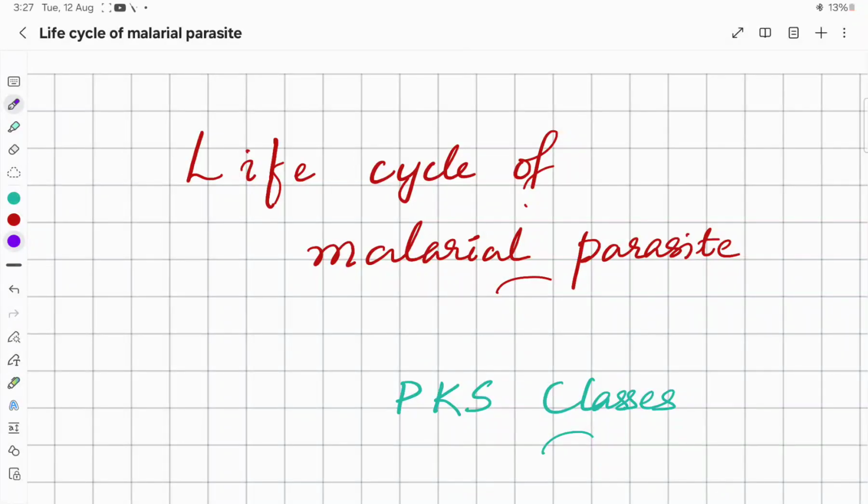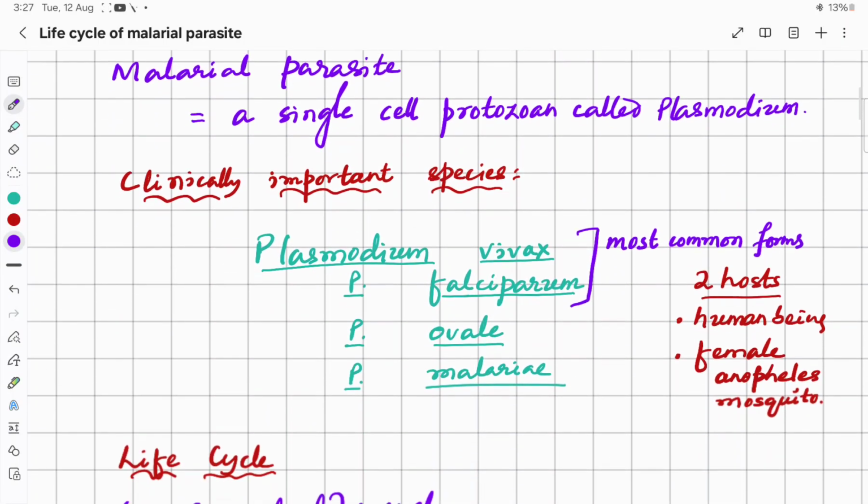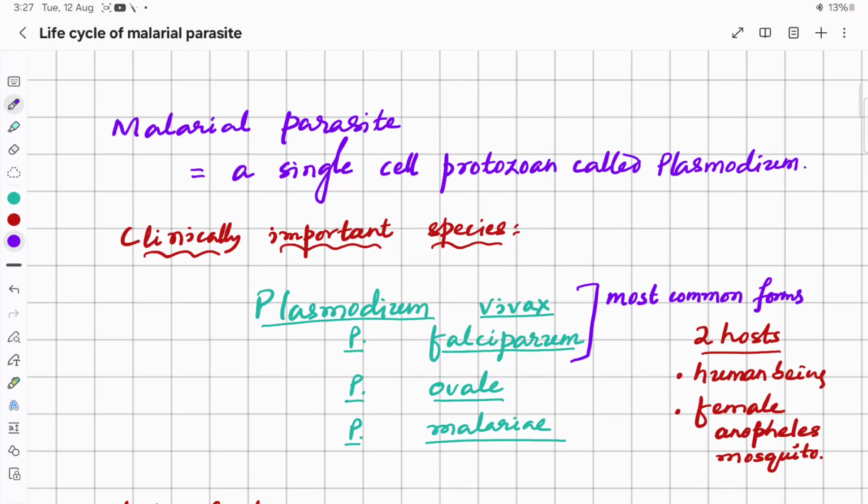Today we will study the life cycle of malarial parasite. So the malarial parasite is a single cell protozoan called Plasmodium, and clinically important species of Plasmodium are Plasmodium vivax, Plasmodium falciparum, Plasmodium ovale and Plasmodium malariae. And Plasmodium vivax and Plasmodium falciparum are the two most common forms which cause malaria. In India also these two are the most common forms.